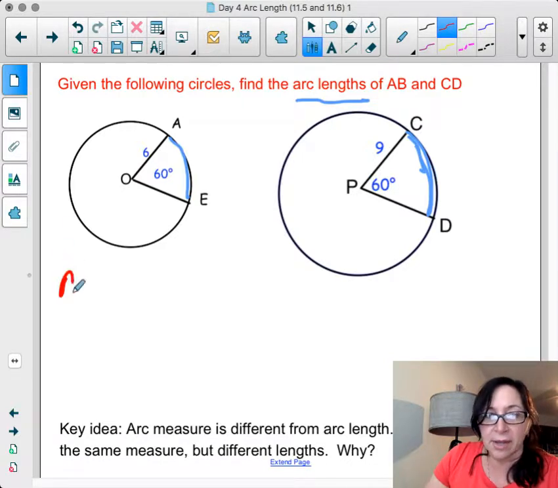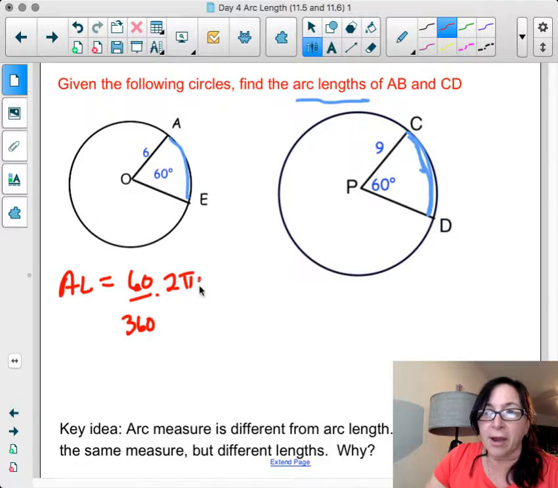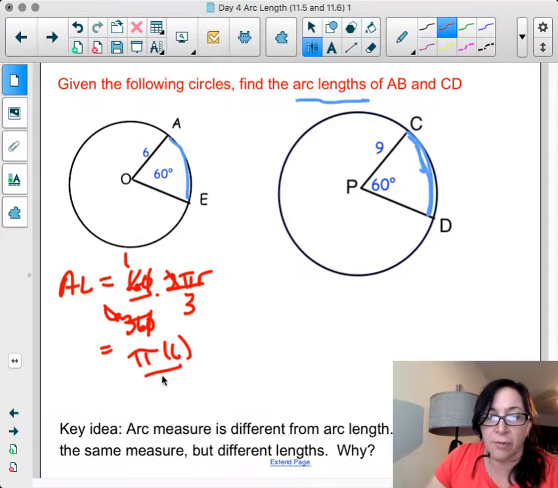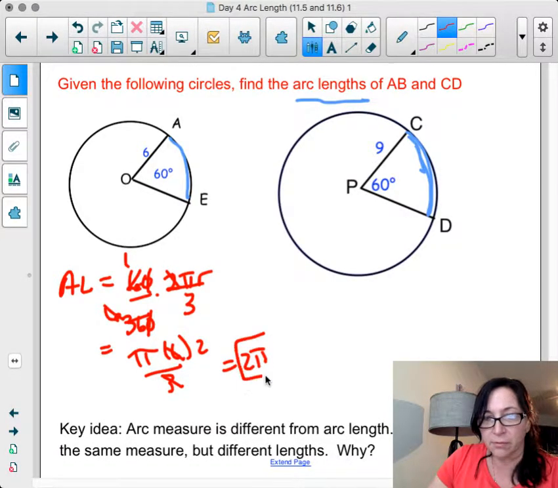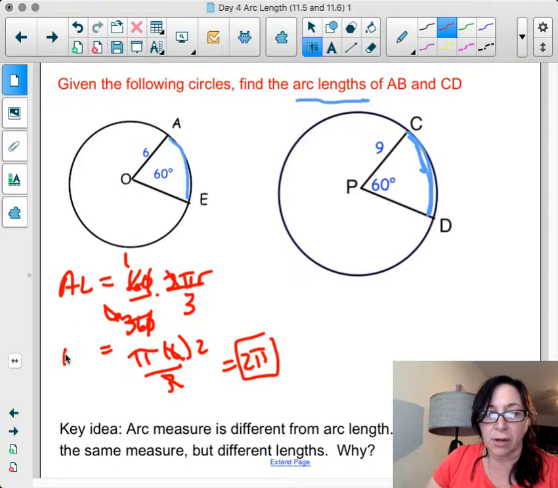So to find the arc length, we're going to go arc length equals arc degree, which is 60 over 360, times 2 pi r. And solving that, these are going to cancel the zeros, divide by 10. This will become 1 over 6. Also, I can cancel this 2 into the 6, and I'll have a 3. So it looks like my final answer will be pi r. Well, r is 6 over 3, so that's 2. So I'm going to get 2 pi for the arc length.